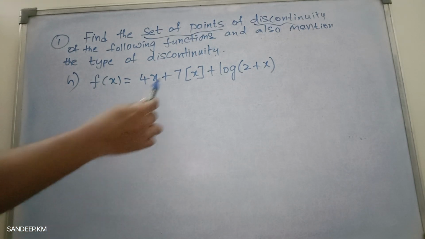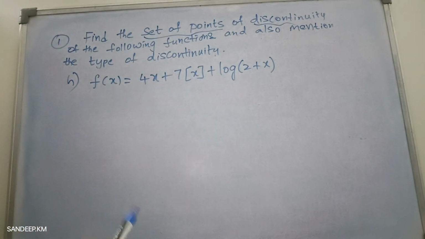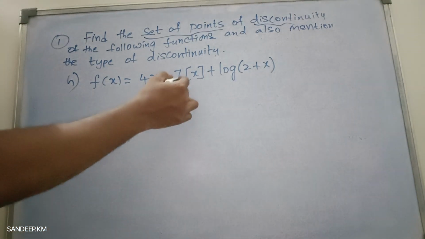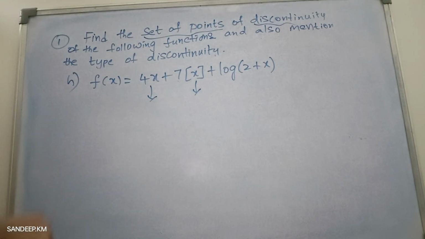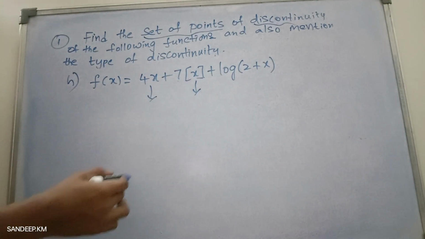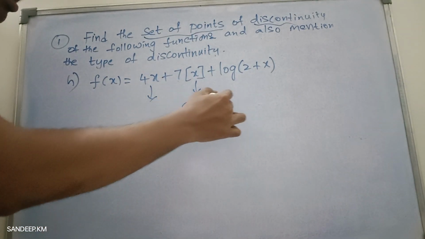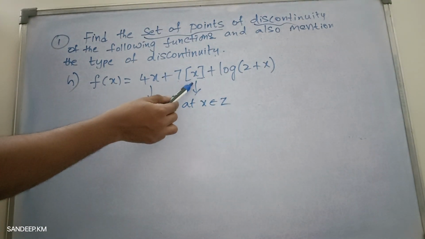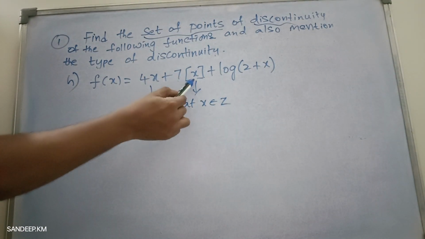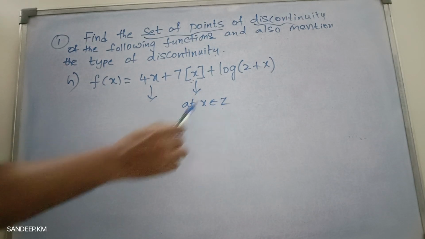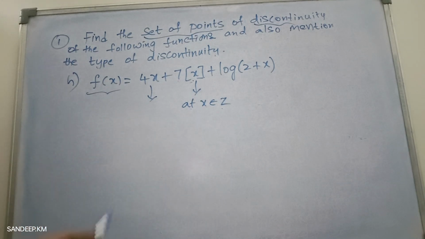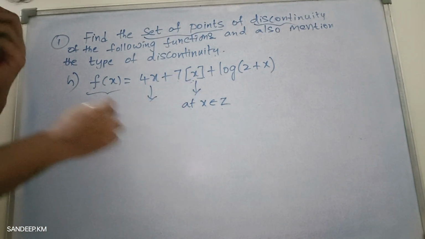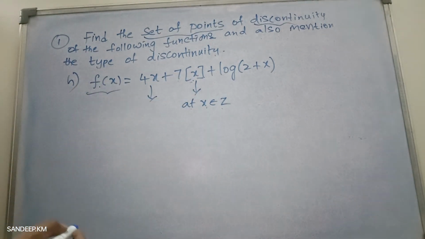Yes, dear students, it is a sum of many functions. Correct or not? 4x is a polynomial. It is continuous. 7 into [x] contains the greatest integer function, and we have already discussed that the greatest integer function is discontinuous at all integers. Since the second term contains [x] and this particular function is discontinuous at all integers, f of x is also discontinuous at all integers. Keep this in mind. So therefore the function f of x is discontinuous at all integers.